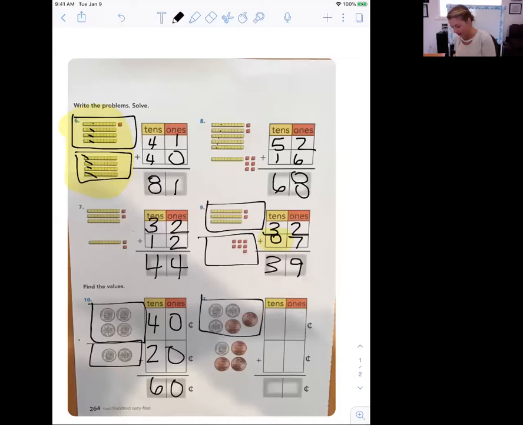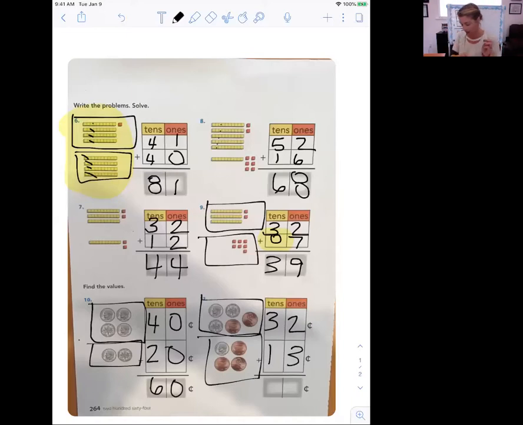Okay, number 11. Let's count the 10s. 1, 2, 3. Are there 3 10s? Yeah, because there's 3 dimes, and dimes are worth 10 cents. There's 3 dimes, and how many pennies? 2. And those are our 1s. And our other picture, how many dimes? 1. And how many pennies? 3.